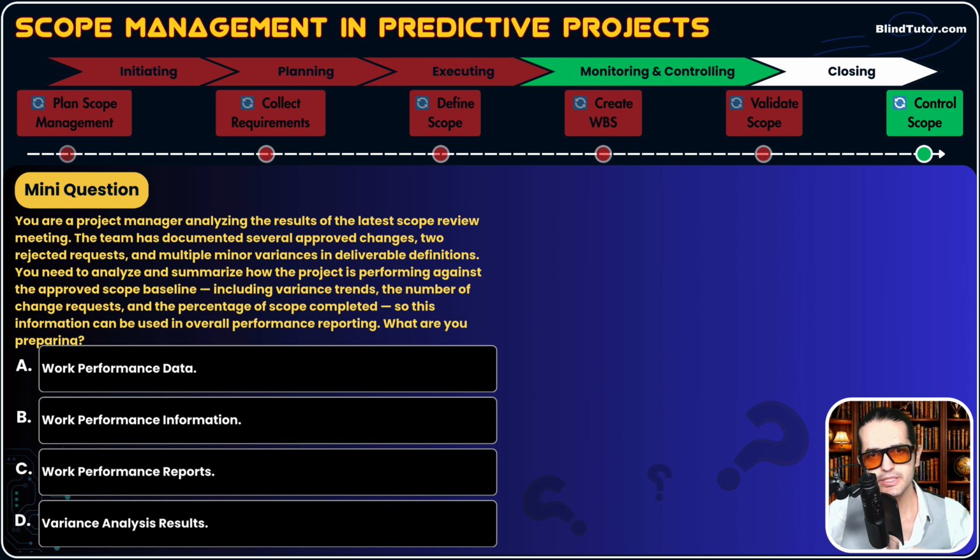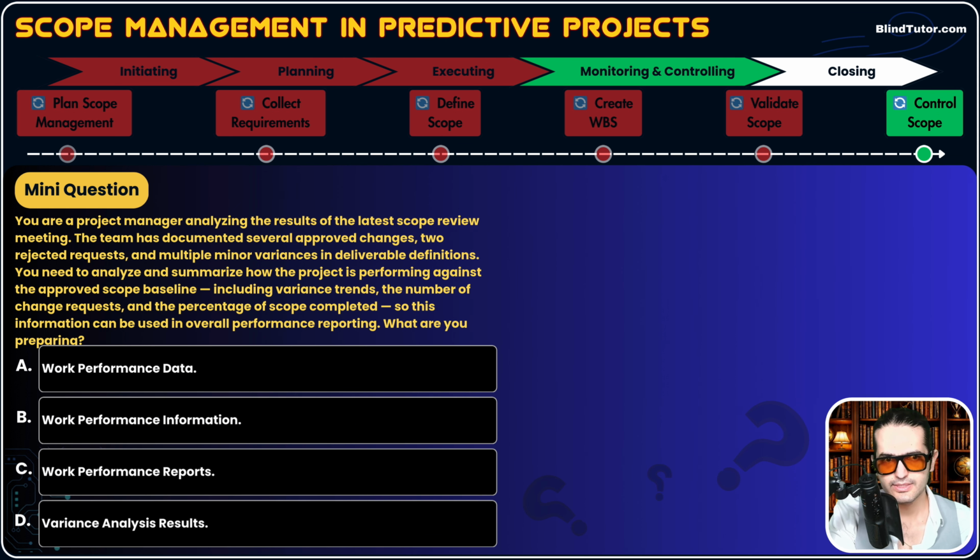The team has documented several approved changes, 2 rejected. These are some data. You need to analyze and summarize. You need to analyze. This is one keyword here. You need to analyze and summarize how the project is performing against the approved scope baseline, okay? You're analyzing. You're not just getting the data, analyzing. Then, including variance number of and so on, to the point that, so go to the last line, guys.